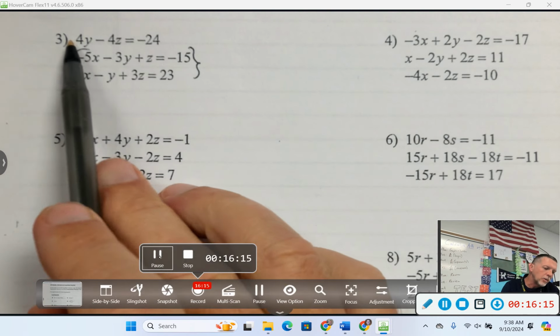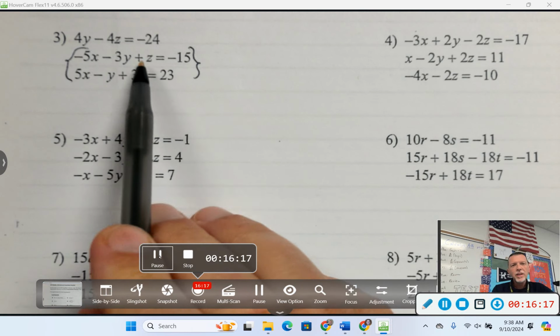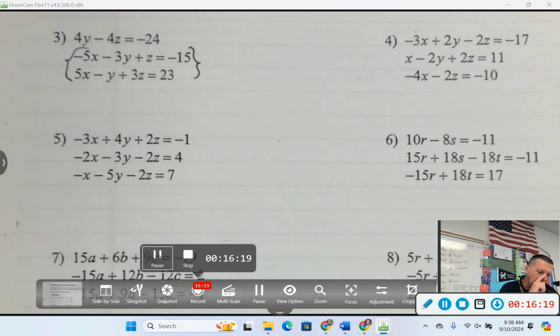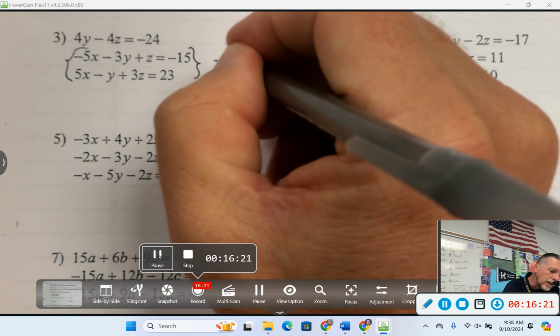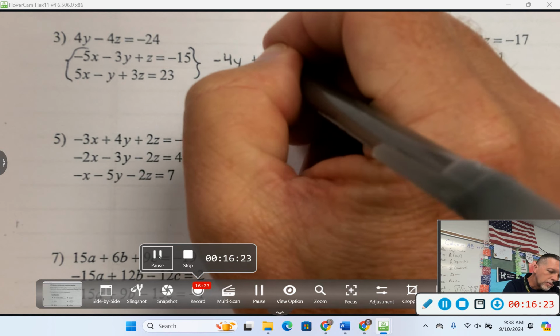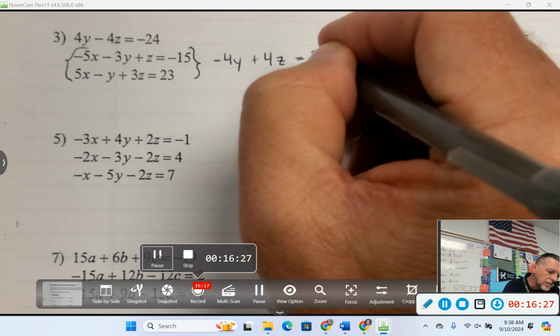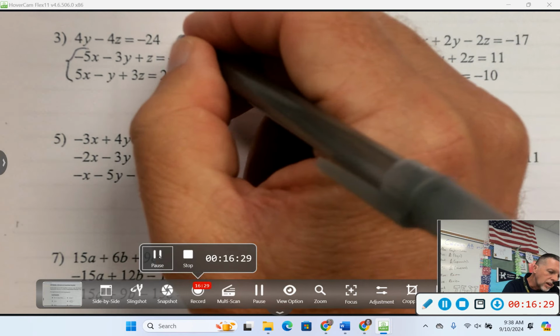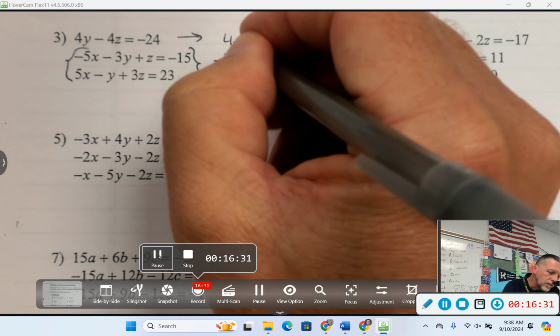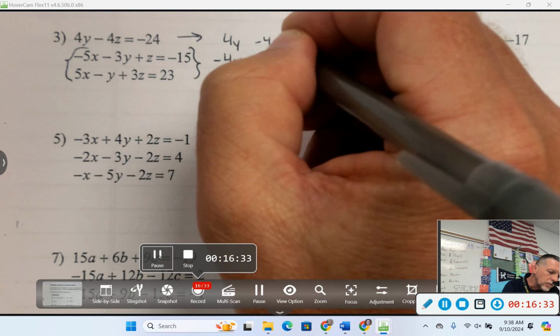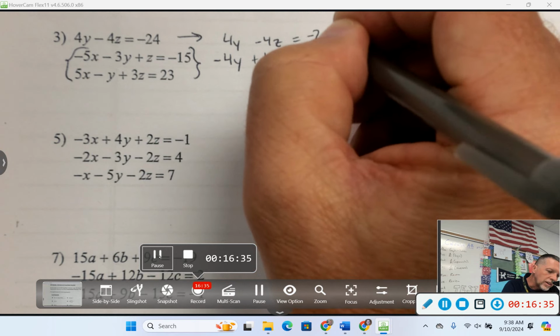So we'll make x go away because it's already gone from the first one, and it's easy to make it go away from the second two. So negative 4y plus 4z equals 8. And then that first equation was 4y minus 4z equals negative 24.